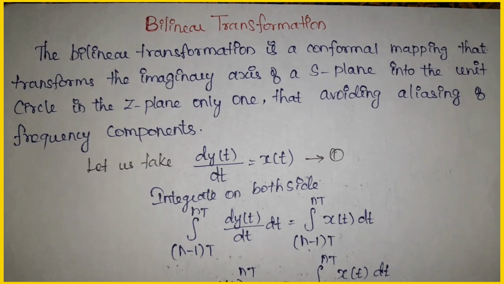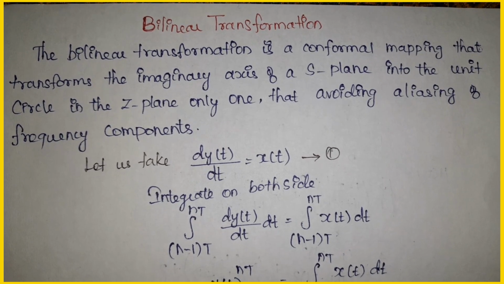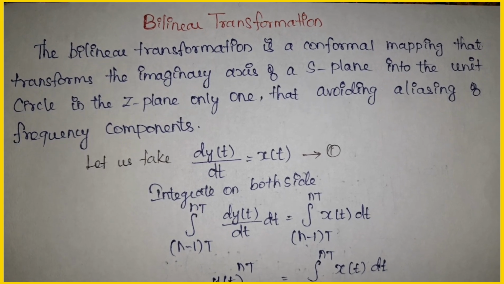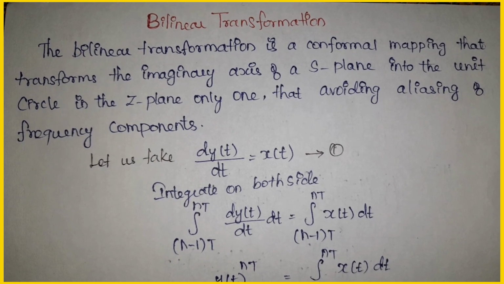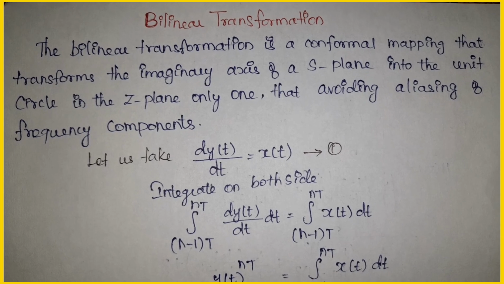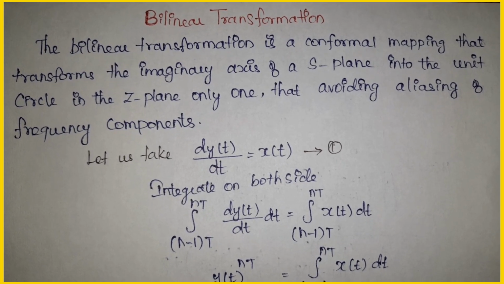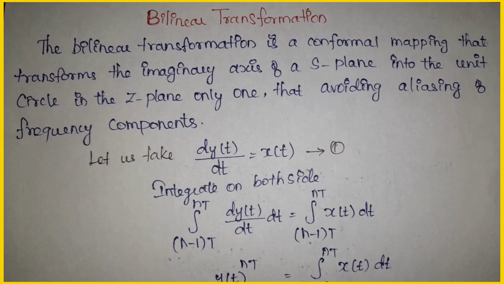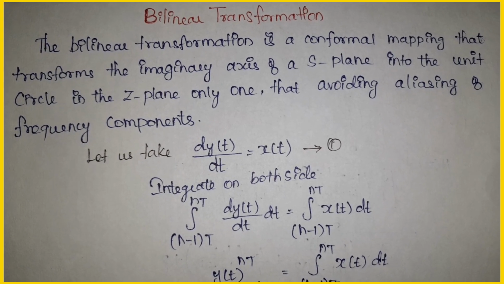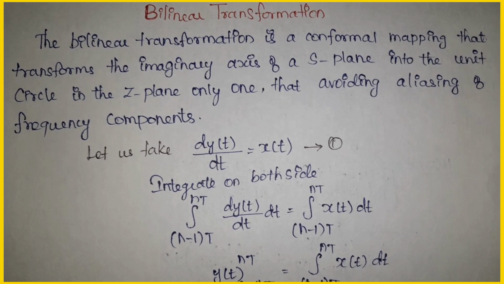The bilinear transformation is a conformal mapping that transforms the imaginary axis of the S plane into the unit circle in the Z plane only once, thereby avoiding aliasing of frequency components.